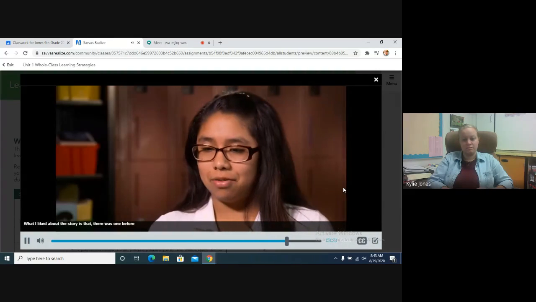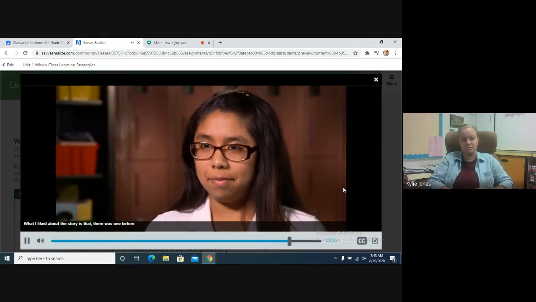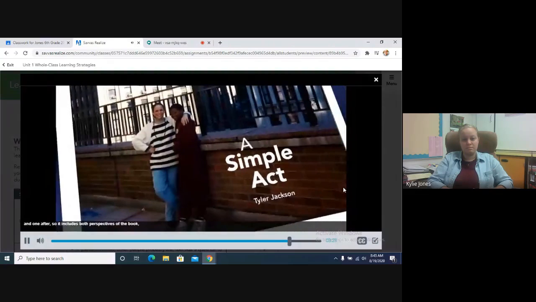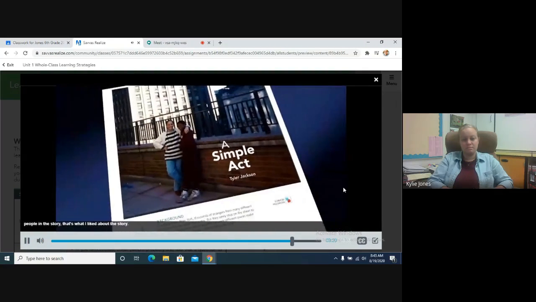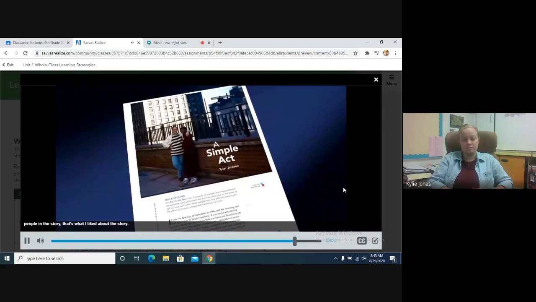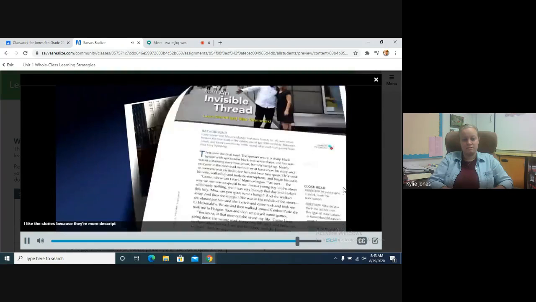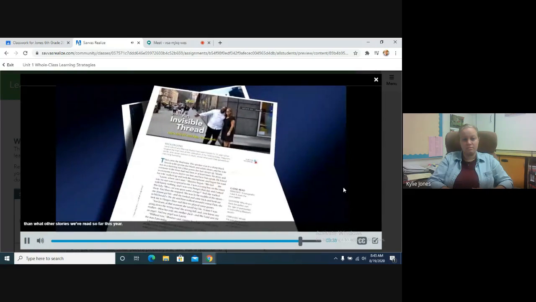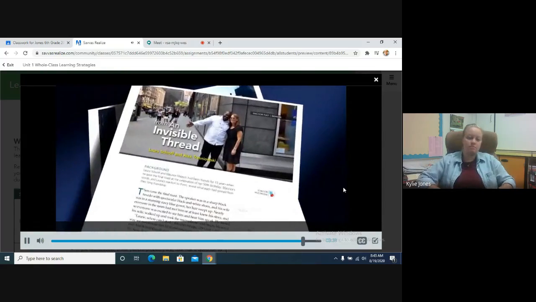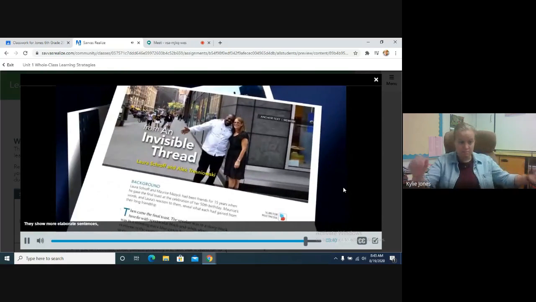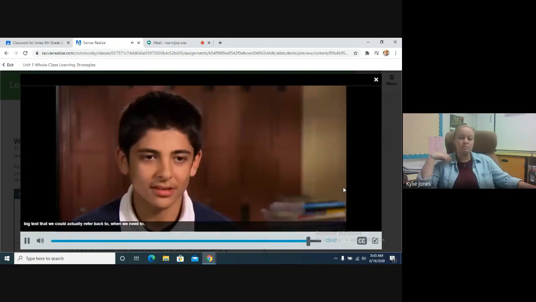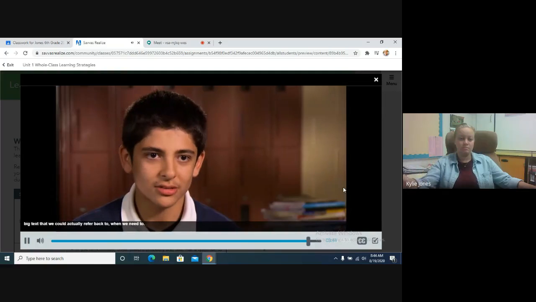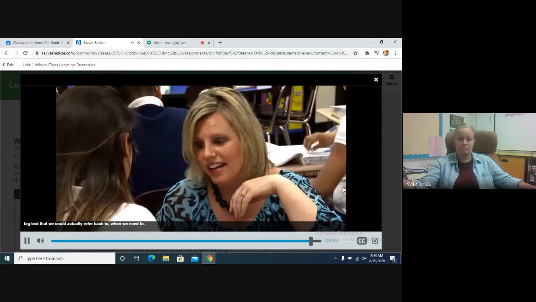What I liked about the story is that there was one before and one after, so it includes both perspectives of both people in the story. That's what I like about the story. I like the stories because they're more descriptive than other stories we've read so far this year. They show more elaborate sentences, big text that we can actually refer back to when we need to. Good. Yeah. Perfect.